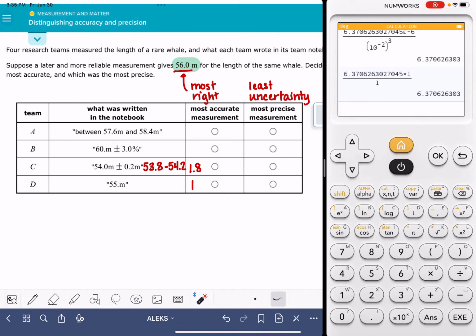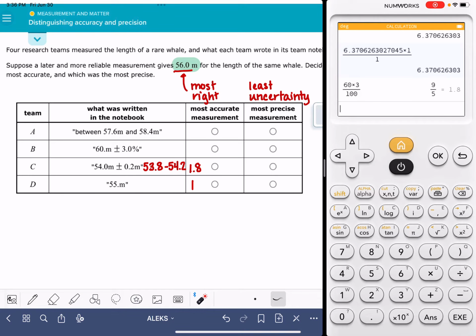And this person said 60 meters plus or minus 3% of 60. So let's see what that is. 60 times 3 divided by 100, because it's a percent. So that's an error of 1.8. This measurement was 60 meters plus or minus 1.8.